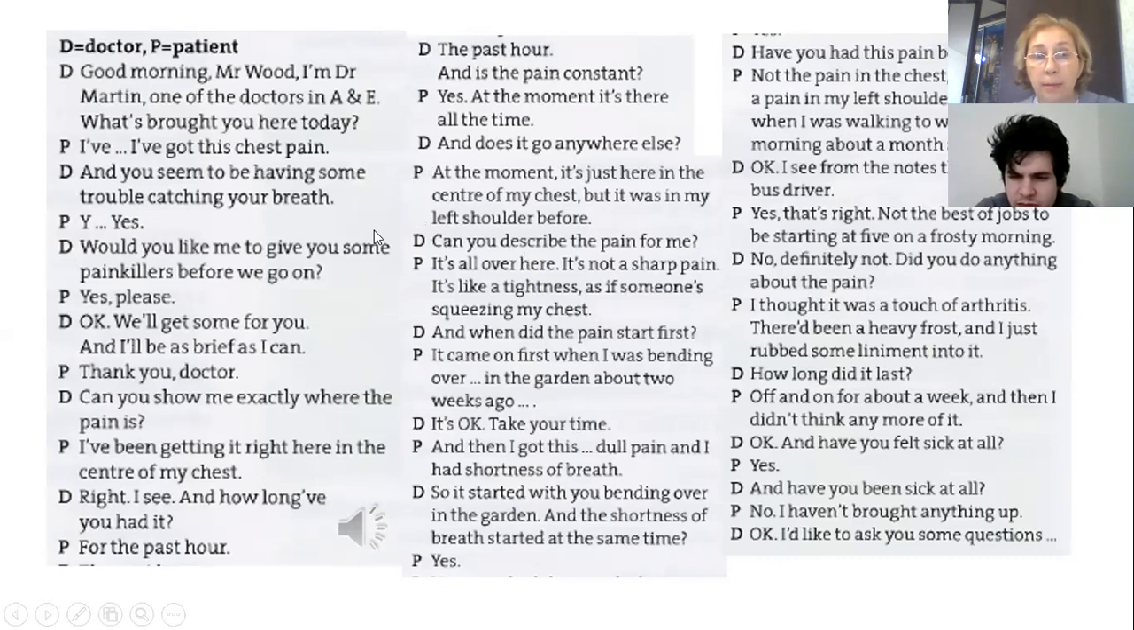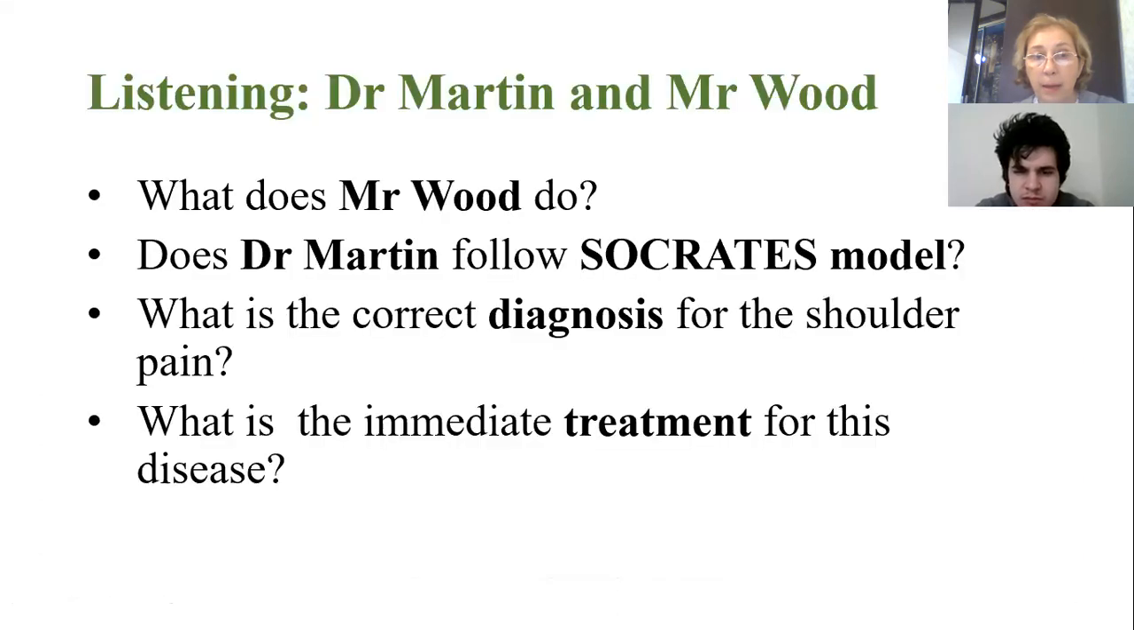Well, I think you understand it better now. Listening 3. And now let us focus on some questions. The first question about Mr. Wood is about his job. What does Mr. Wood do? Can Mustafa answer this question? Yes, Mr. Wood is a bus driver.